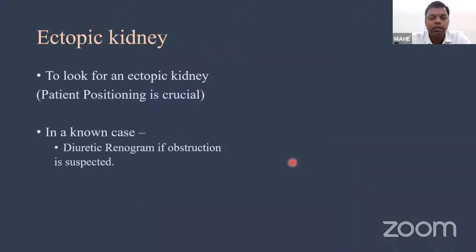Coming to ectopic kidneys, as I said, this DMSA scan is done to look for an ectopic kidney. So once an ectopic kidney is already diagnosed, look for the findings in an ultrasound. If there is hydronephrosis, if it is close to the pelvis, etc., you are thinking of obstruction, then better order a diuretic renogram rather than DMSA. However, if your ultrasound is not seeing any ectopic kidney, then the gold standard, the first investigation of choice will be DMSA.